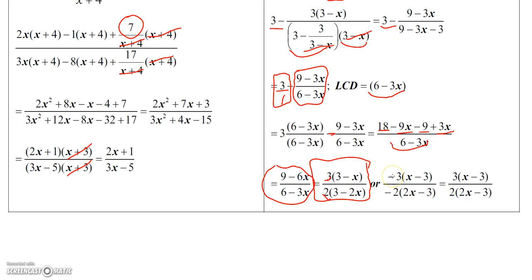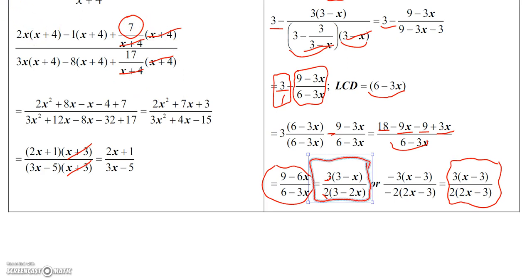And then, when you have a negative 3 divided by a negative 2, that's the same as a positive 3 divided by a positive 2. So basically the negatives cancel. And so you could write that as 3 times x minus 3 over 2 times 2x minus 3. So I really wouldn't lose a lot of sleep over whether you write it like this or whether you write it like I wrote over here. But both of those are really correct answers.